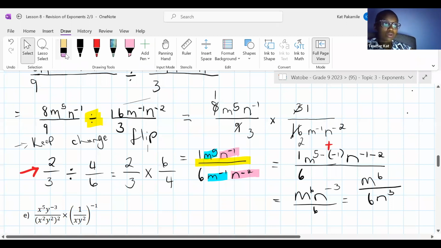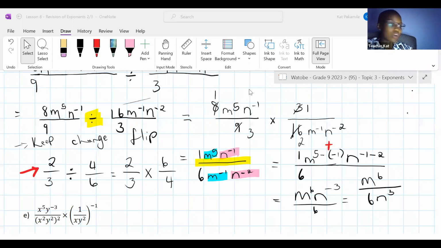Let me know in the chat if you understand that. Yes, I also call it tipping times. That's why I mixed up the KFC stuff. There we go, Lonwabo. So once you understand that, you now understand what I did. I changed our divide to multiplication, and then I just flipped the second one. You understand now? Oh, okay. Yes, ma'am. Cool. Wonderful. Tebe?